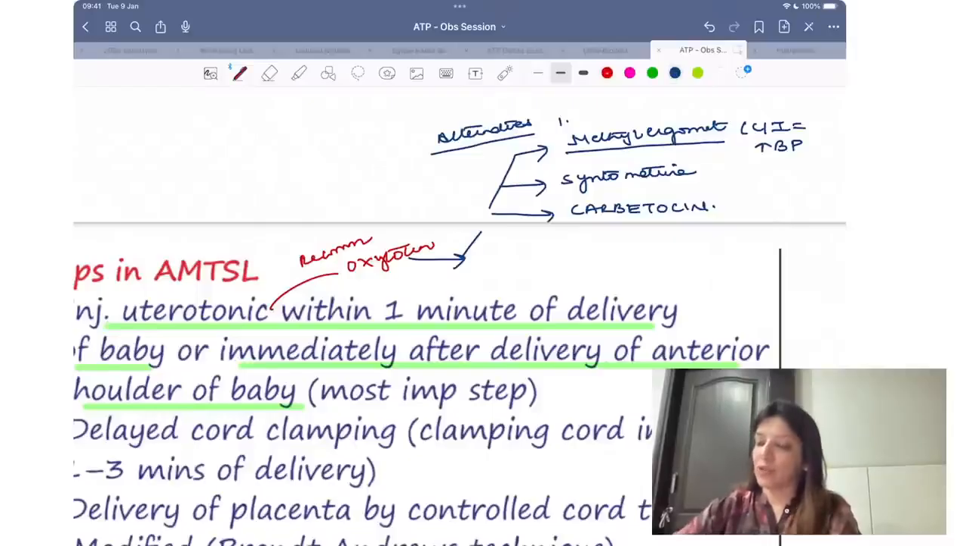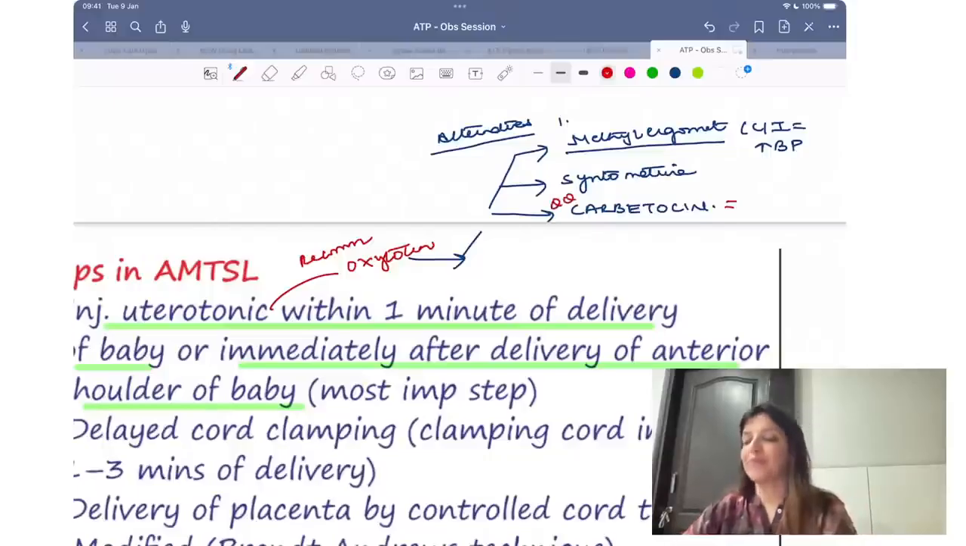So tell me about carbetocin. Let me just talk about carbetocin. The dose of carbetocin is often asked. What is the dose of carbetocin used for AMTSL? Very, very important. It is contraindicated in methyl ergometrin. Yes. Tell me, what is the dose of carbetocin?